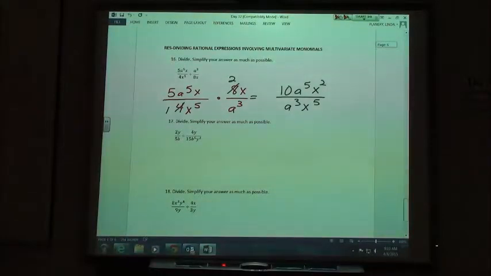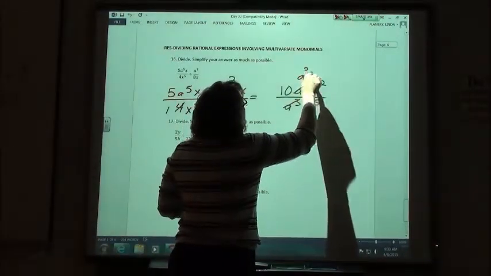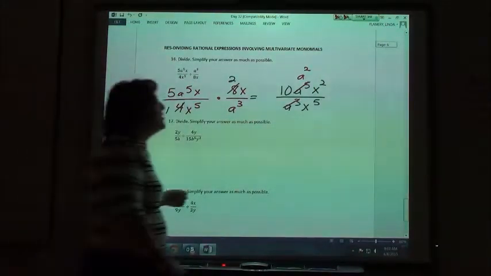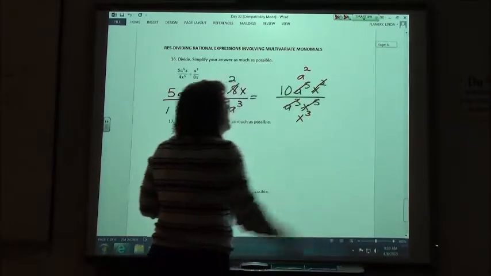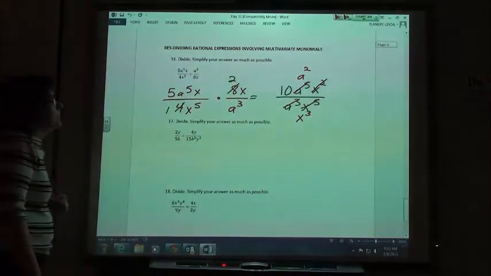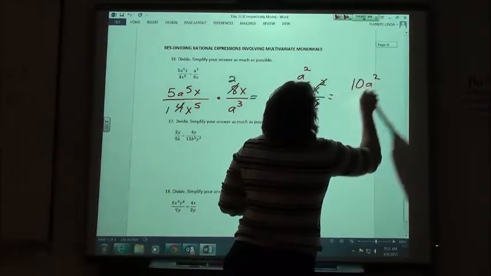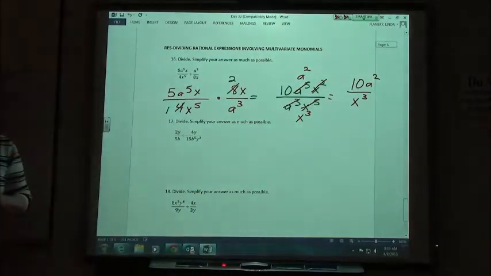And then canceling out my variables, I can cancel out the a to the 3rd and the x to the 2nd. So if I take a to the 3rd out of there, it leaves me an a squared up on top. 5 minus 3 is 2. If I take out the x squared, I'm going to take 2 off of 5, so I get x to the 3rd on the bottom. So I get 10a squared over x cubed for my answer.